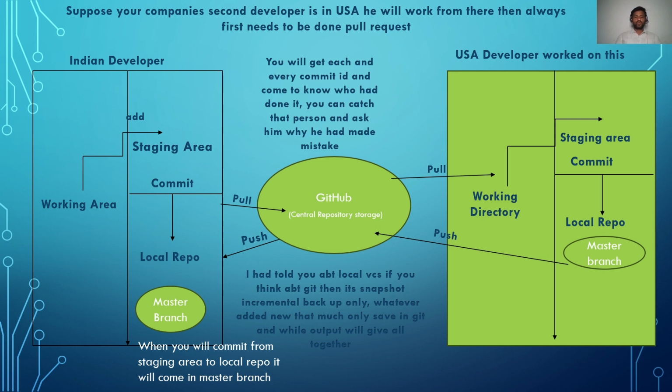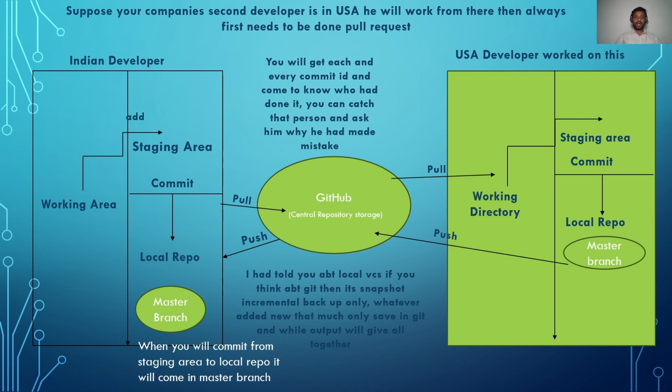Through the master branch, oh, I made a mistake here. I used this arrow wrongly somewhere while pulling. This arrow should be here, I wrongly did it, guys, try to understand that. While pushing, this arrow should be there. So after the commit from the master branch, suppose this Indian developer is pushing this to GitHub. GitHub is a central repository storage.